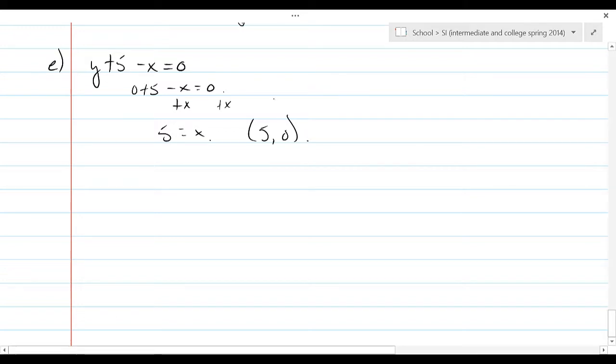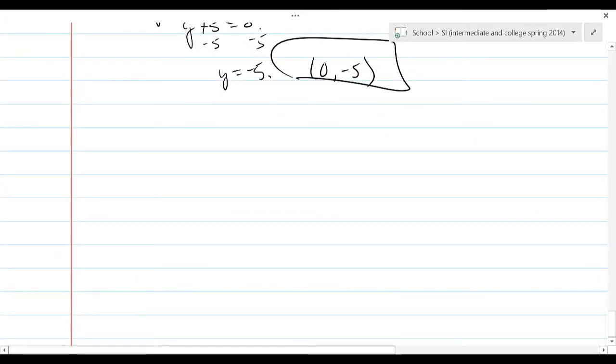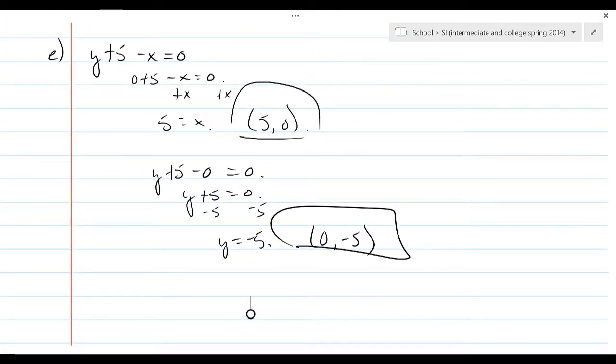Now let's go ahead and find the y-intercept. We've got y plus 5 minus 0 equals 0, or y plus 5 equals 0. Subtracting 5 from both sides, we get y equals negative 5. So the correct answer is 0, negative 5. Good. Part E, did we already do? Now let's do F.